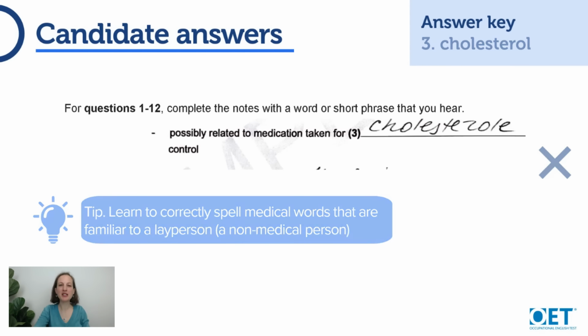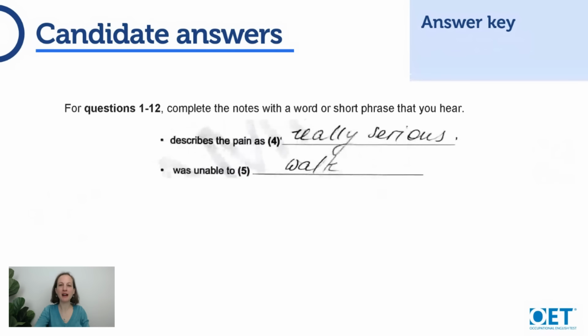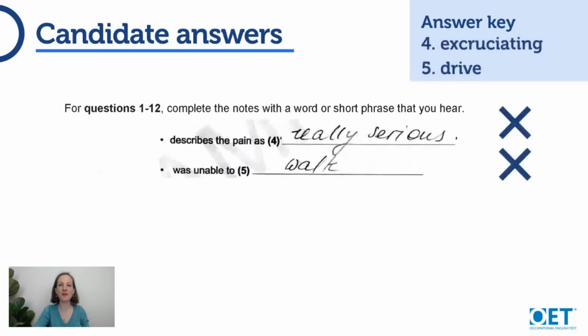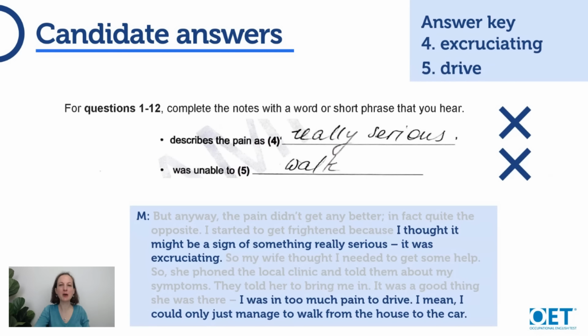The answers for questions 4 and 5 are not correct and would score the candidate 0. The candidate has not listened carefully enough to the audio. Really serious in question 4 is not describing the pain, but the type of condition the patient thought the pain might be a sign of.